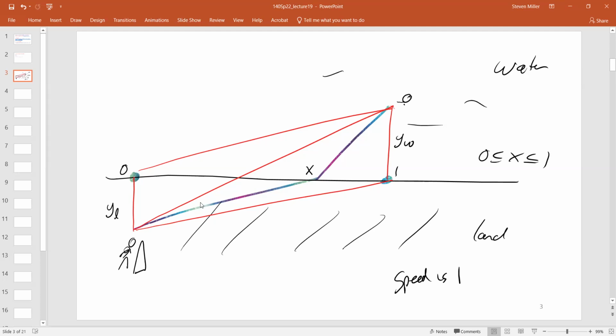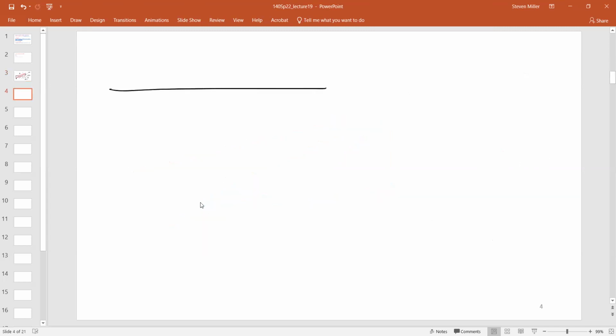And then the speed in the water is VW for the water speed. And so now I want to figure out where the lifeguard should run to minimize time. So this is a nice way to review a lot of calculus. 0, x, 1, v water, and y water, y land.